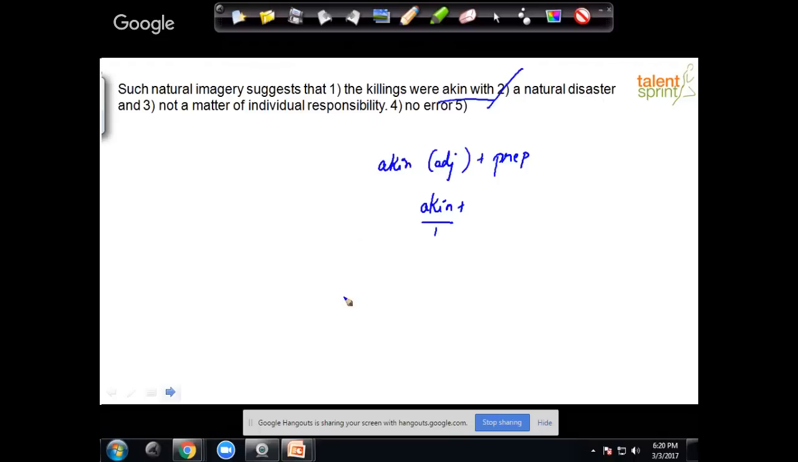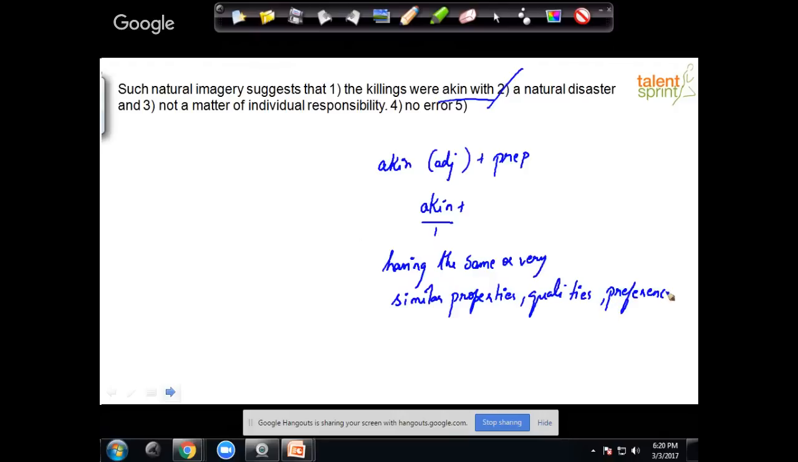So just for people to understand what this means. Akin, the meaning of this word is having the same or very similar properties, qualities, or preferences. So such natural imagery suggests that the killings were similar to what? A natural disaster and not a matter of individual responsibility.